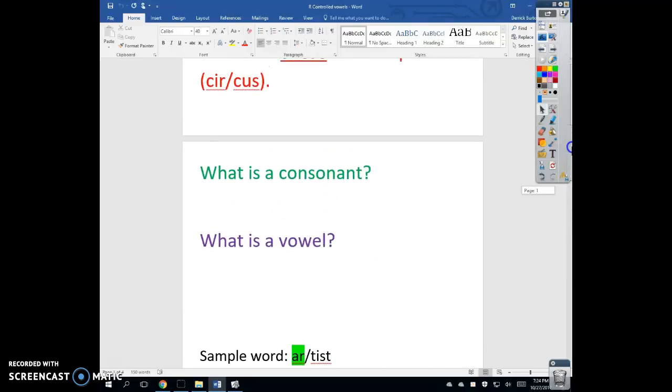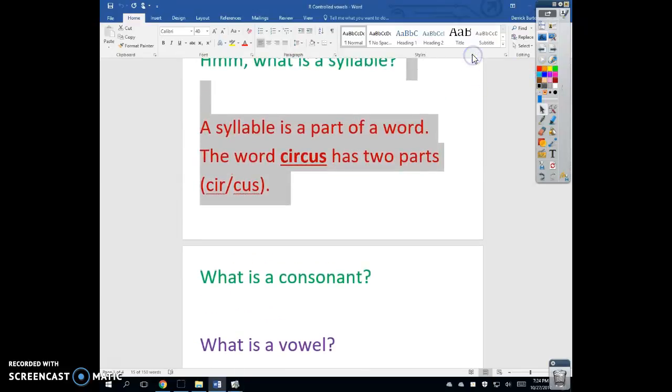All right? So then you go and talk about, let me make sure this thing works. Move my arrow up. Okay, there we go. All right. So a syllable is a part of a word. The word circus has 2 parts, cir-cus, and so go with some more examples, okay?